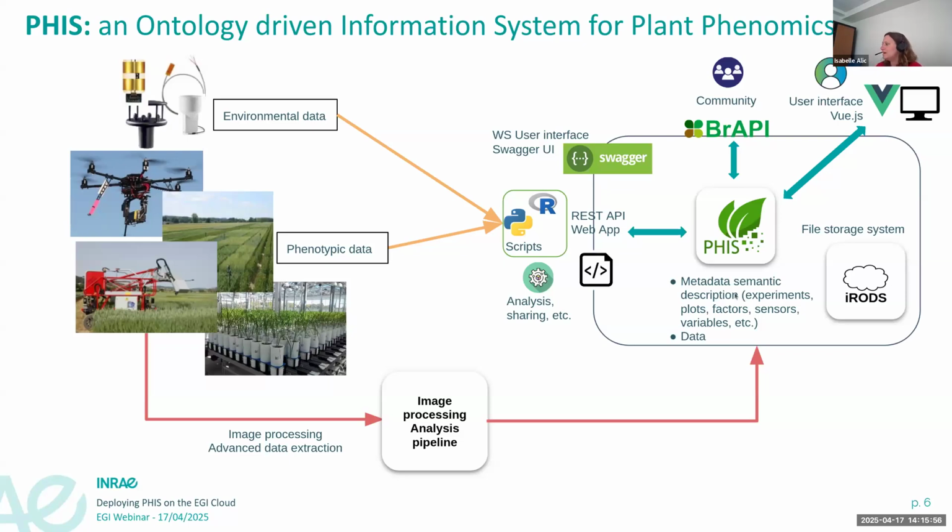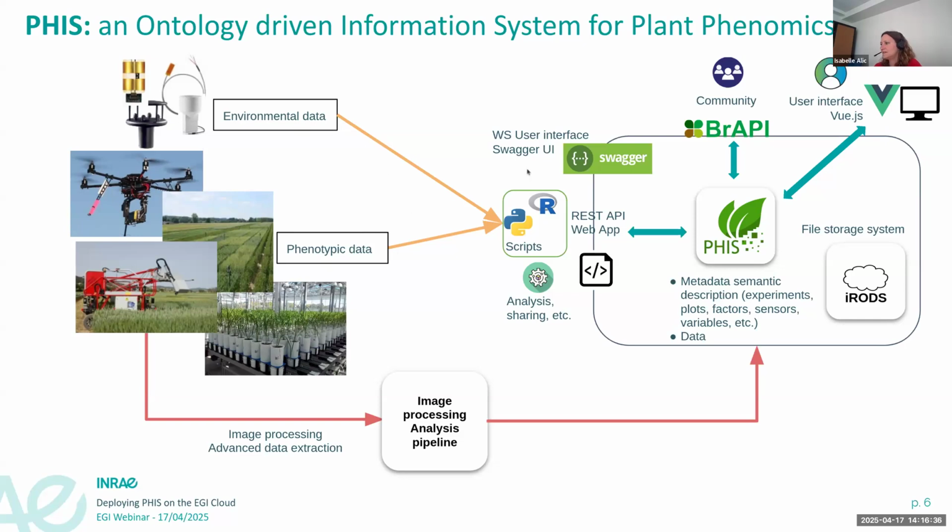It means that you will declare your experiment, the plots, the plants, the different factors you're going to study, the sensors involved in the measurement, and the variables you're going to measure. So all this context, for example, the description of the plants, the pots, the different microplots, will be described in PHIS. We also declare the different sensors and the vectors, such as UAVs or field robots. And then we'll collect environmental data and phenotypic data.